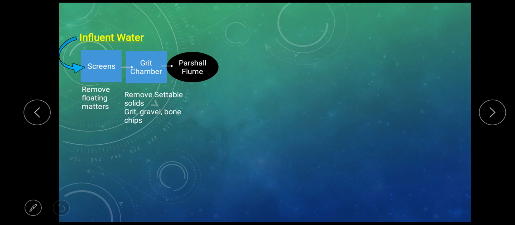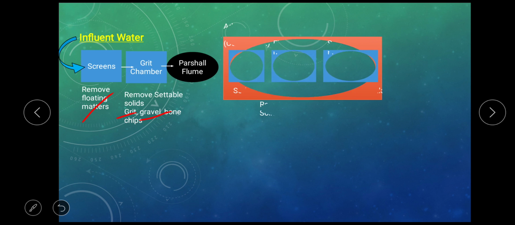So water first passes through the screen, which removes the floating matter. Nowadays screen is generally not considered in the water treatment plant; it is generally provided at the intake structure. Then water goes to the grit chamber, which removes the easily settleable solid like grit, gravel, bone chips, coarse sand, etc. Just after the grit chamber we provide a Parshall flume to control the water velocity to a constant value.